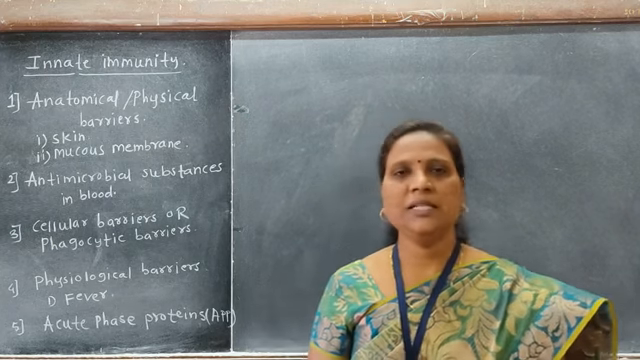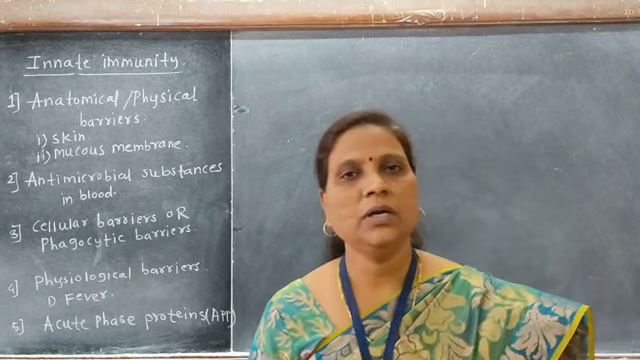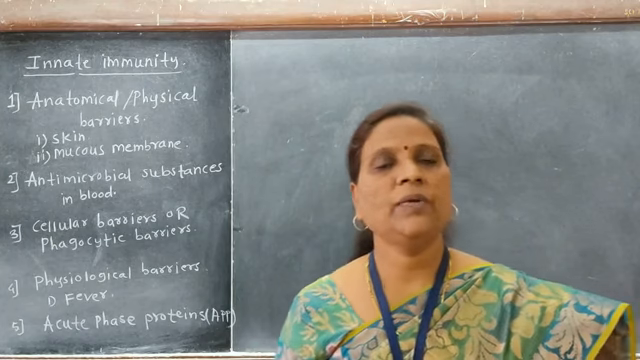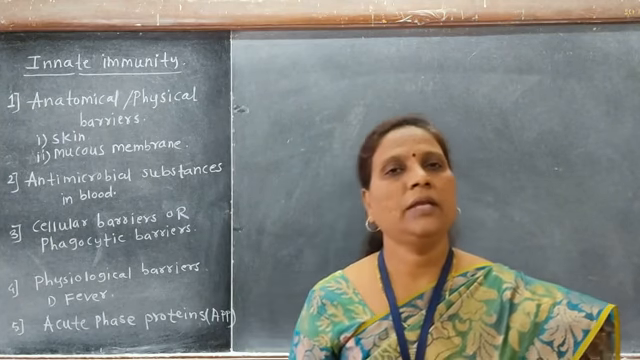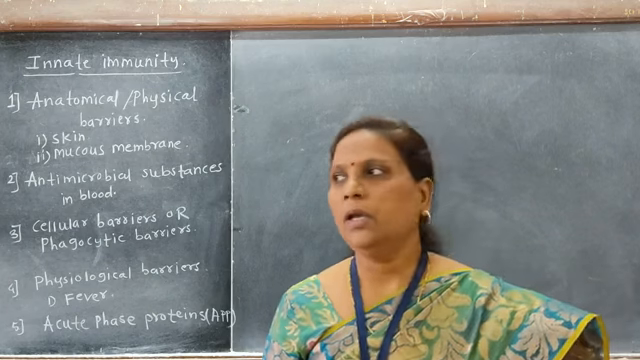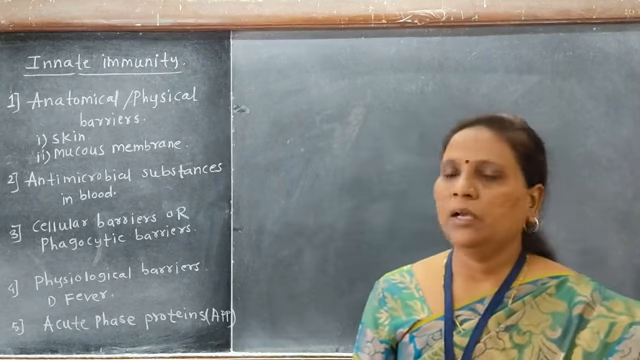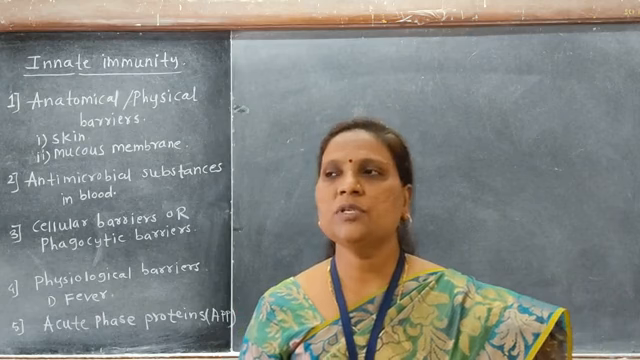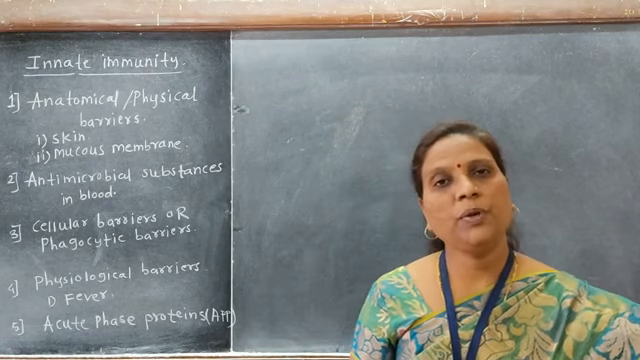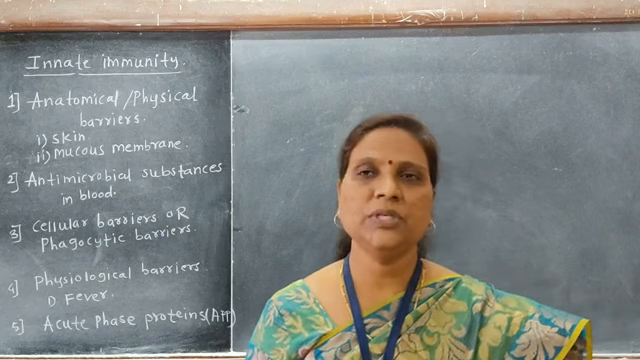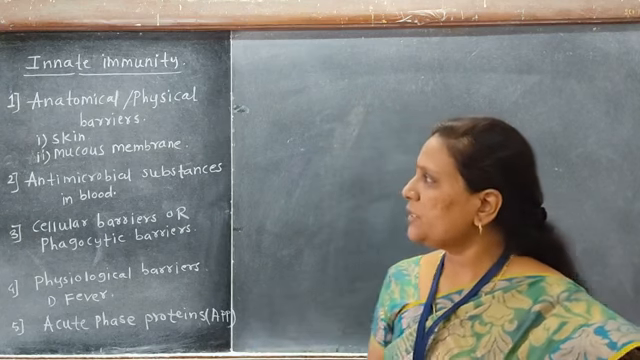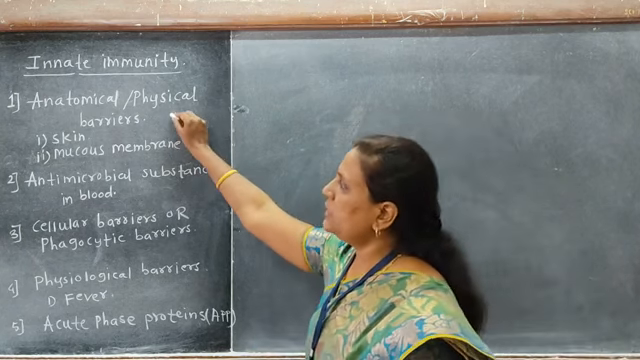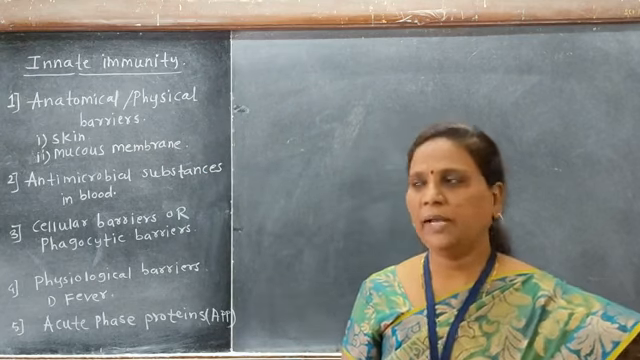Students, in this lecture we will study the barriers of innate immunity and then the types of acquired immunity. First, the barriers. Mainly, innate immunity shows different types of barriers which prevent the entry of pathogens in the body. The first barrier we are going to study is the anatomical or physical barrier.